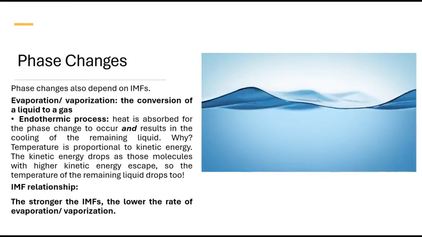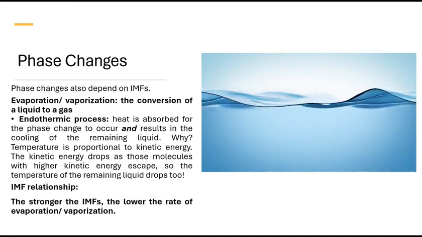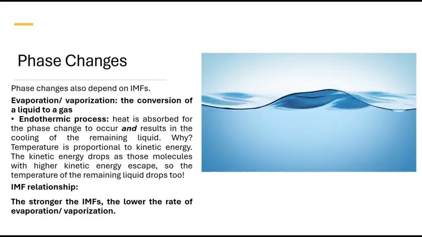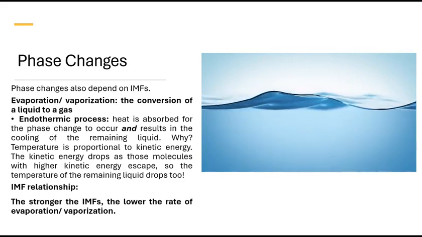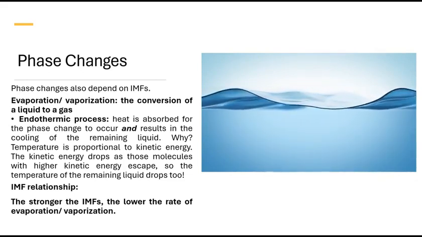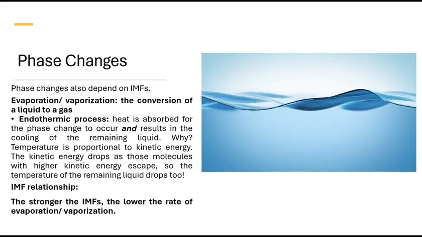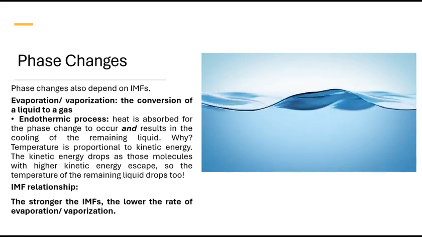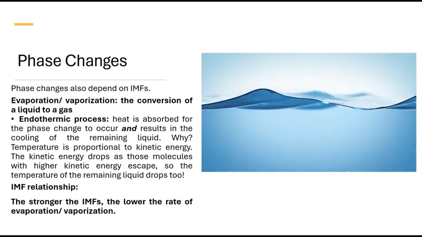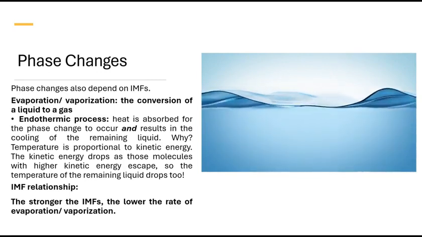Phase changes. Phase changes also depend on IMFs. Let's consider the process of evaporation or vaporization. It is the conversion of a liquid to a gas. It is an endothermic process, which means heat is absorbed for the phase change to occur, and that results in the cooling of the remaining liquid. Why? Well, the temperature is proportional to the kinetic energy. The kinetic energy drops as those molecules with higher kinetic energies escape, so the temperature of the remaining liquid drops too. The IMF relationship: the stronger the IMFs, the lower the rate of evaporation, vaporization.